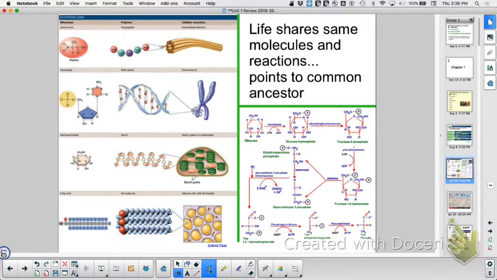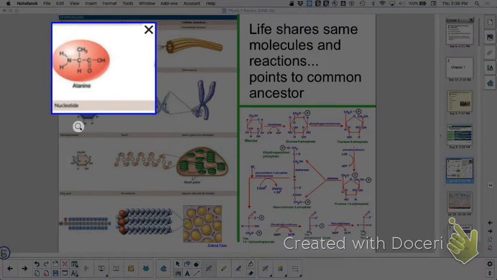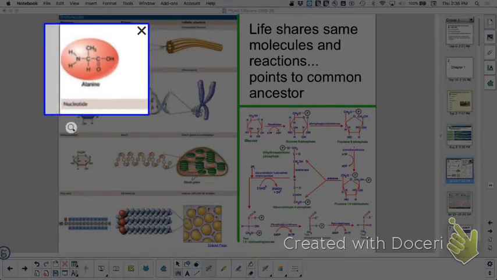What is that right there? You should know what that is. What is it? Amino acid, right? Do you see the central carbon? Do you see the amino group? What's another name for that? N-terminus. And this is the C-terminus. Good. And this is the H, and then that is the R group.